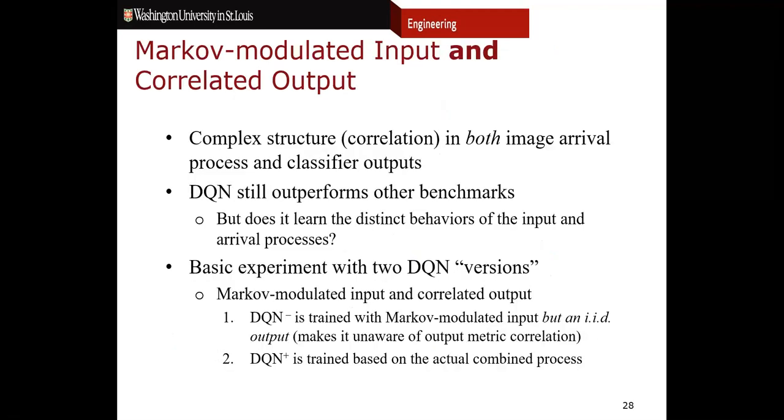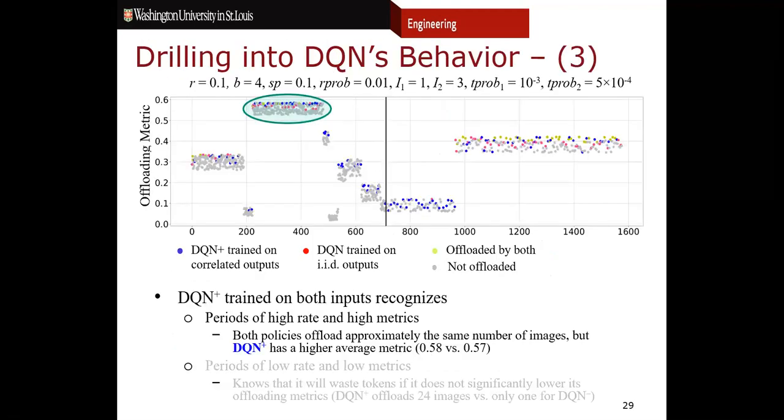And you can actually do the same thing when you put everything together, and that was of interest to us because we wanted to make sure that the DQN structure was able to learn both the arrival process and the correlation structure in the classification decision. And I think I'm out of time, right? Or do I have a few more minutes?